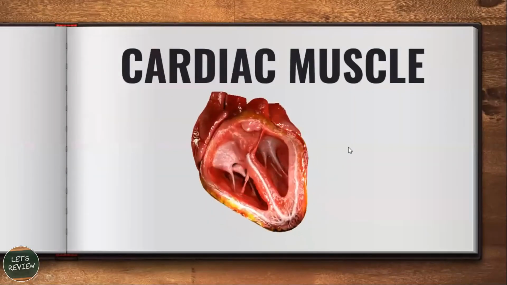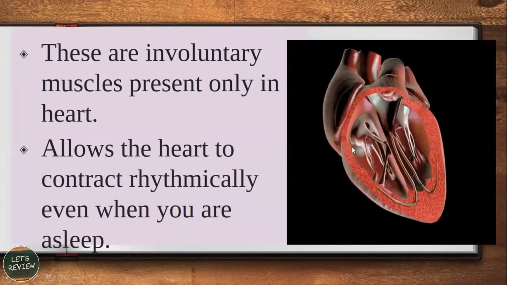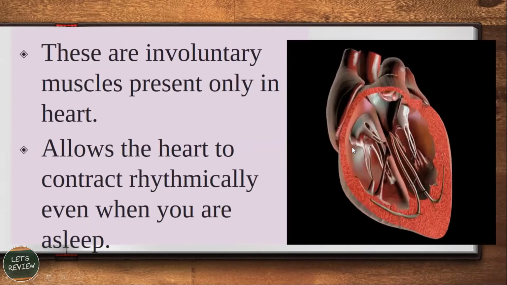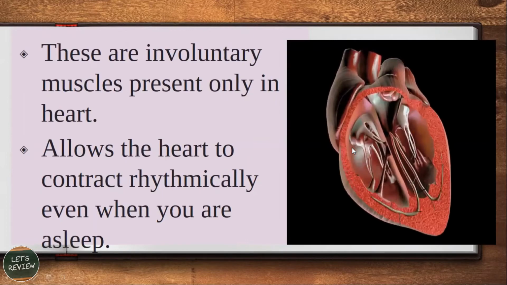The second type of muscle is called the cardiac muscle. It is involuntary. They are only present in our heart. It allows the heart to contract rhythmically even when you are asleep.